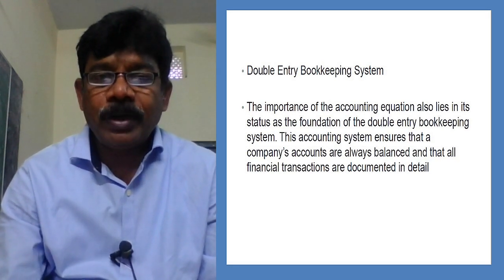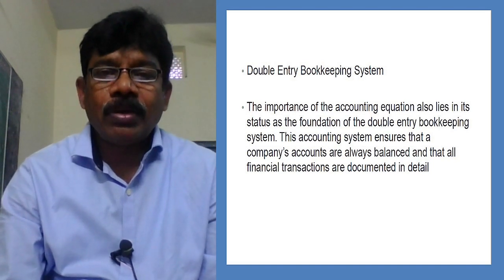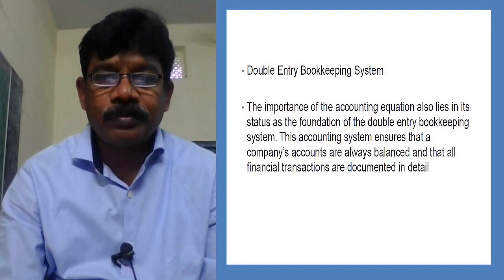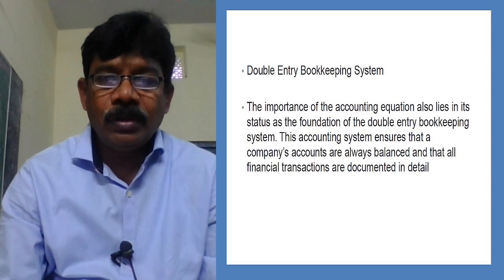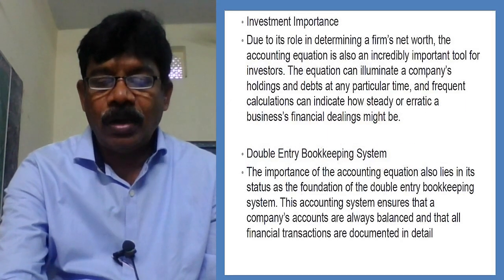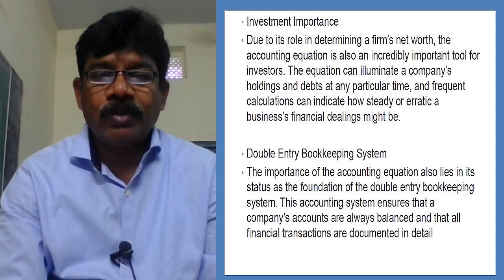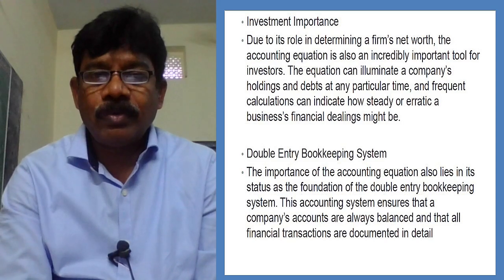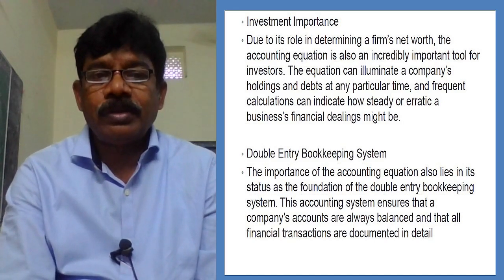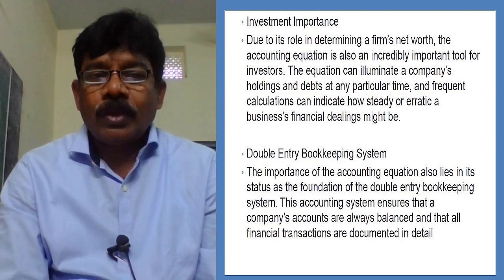Whenever we prepare a trial balance, it gets equal because of this double entry system. Even if it is the balance method or the total method, whatever you take for the trial balance, it will be equated because of the accounting equation, that is assets is equal to liabilities plus capital.